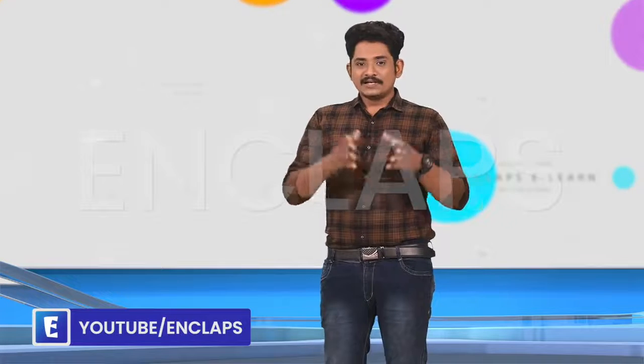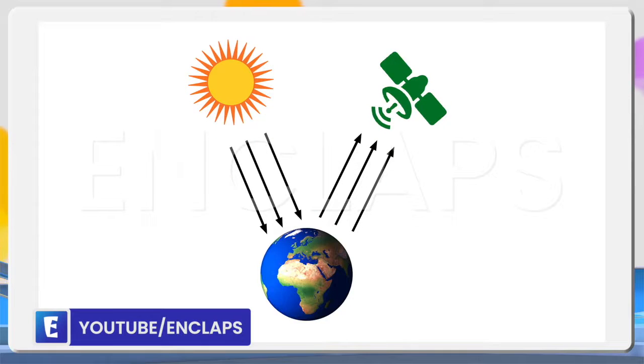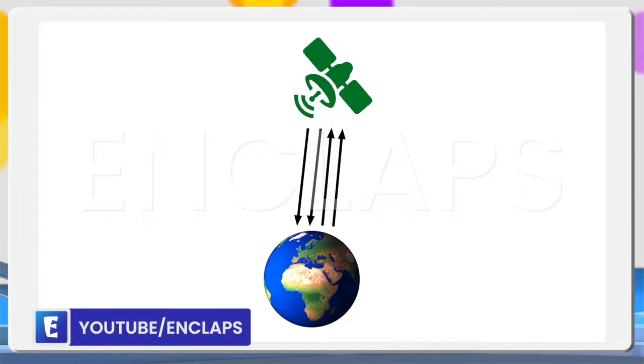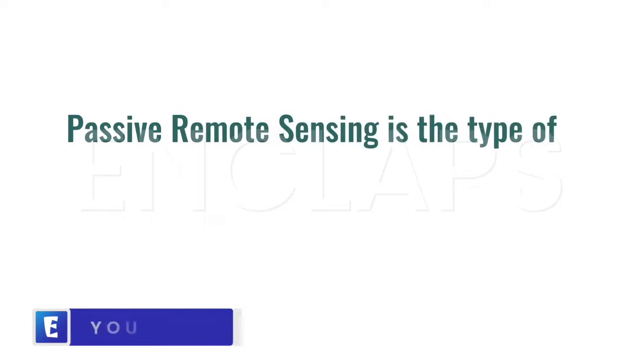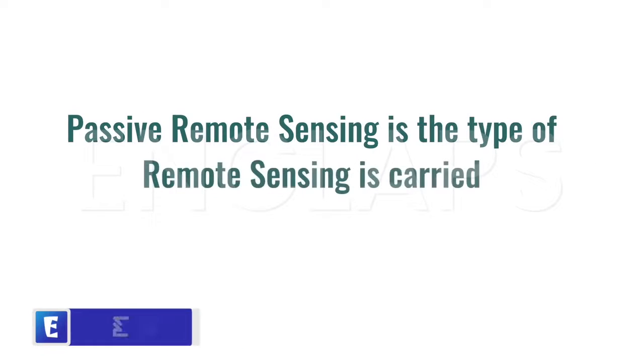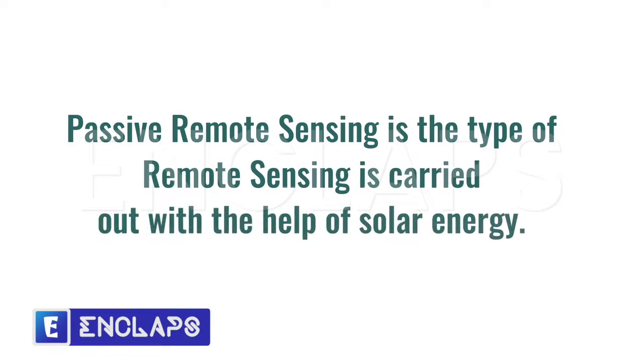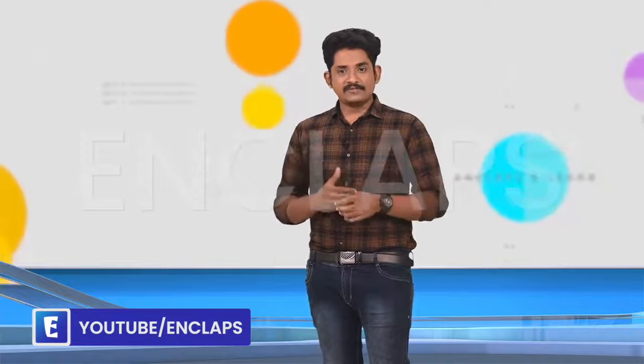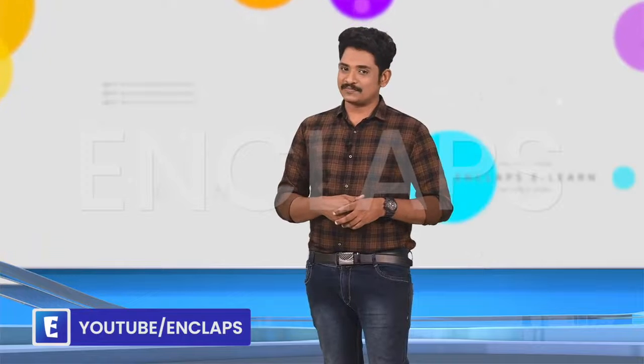Based on the source of energy, remote sensing is classified into two: passive remote sensing and active remote sensing. What is passive remote sensing? Passive remote sensing is the type of remote sensing carried out with the help of solar energy. Here, the sensors do not emit energy by themselves. Taking pictures of the Earth's surface during sunlight is a good example of passive remote sensing.